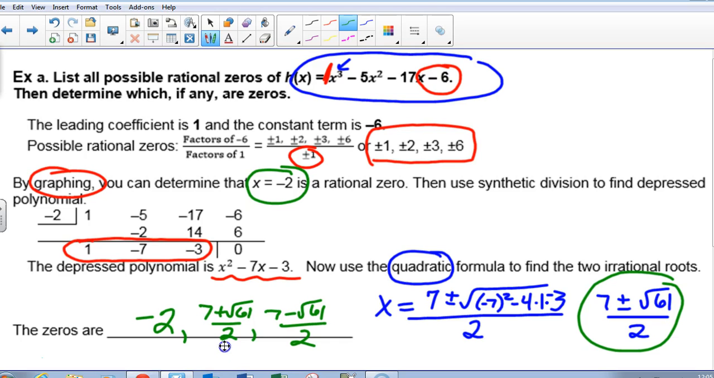Now, they're going to come out nasty decimals if you find them on the calculator, right? If you did it by graphing, this is the only one that comes out rational or nice. These are irrational, and you have to be able to find those exactly on the quiz, okay? The irrational ones. You can use the program, but we had to find them using quadratic formula.